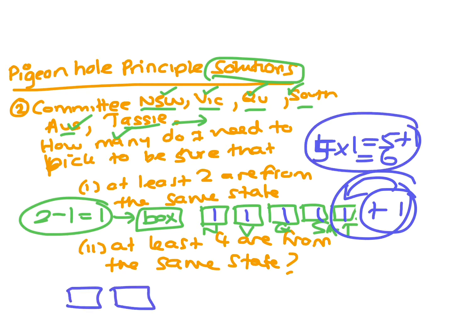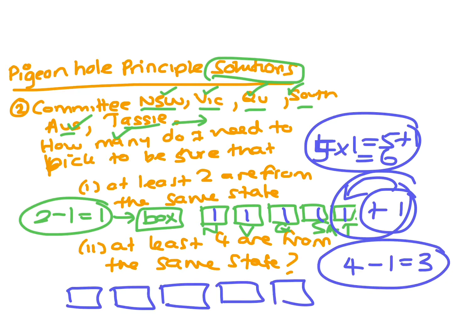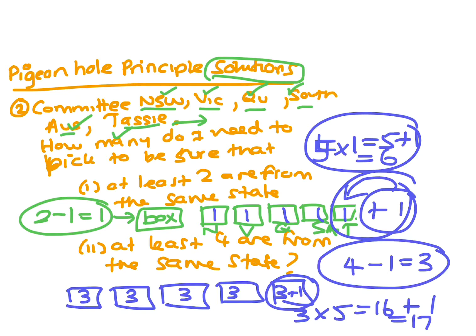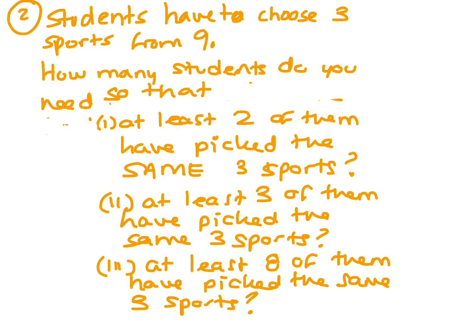So if you wanted at least 4 from the same state, 4 take away 1 gives you 3. That means if you pick 3 from every state and equally spread it, that would be 3 lots of 5, which is 15. And you need to choose 1 more, which is 16, to be certain that 4 of them come from the same state, because you'd put them in, they'd be from one of these states. You don't know which one, but you can be guaranteed they'd be from one of those states.